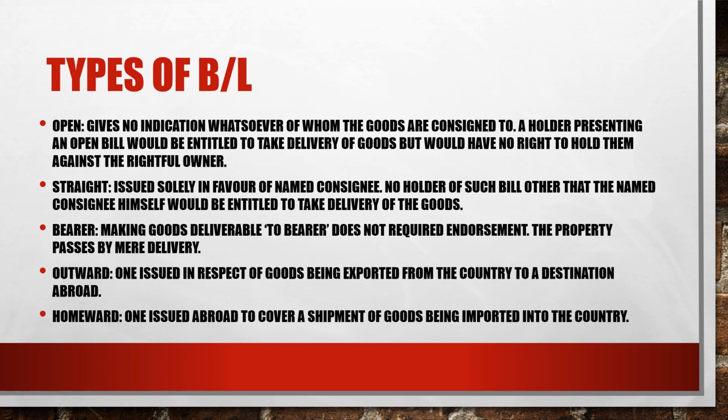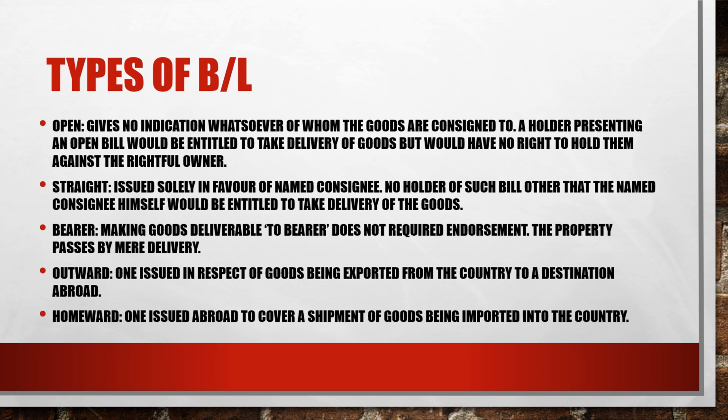to another. Then we have an open bill of lading, which gives no indication whatsoever of whom the goods are consigned to. A holder presenting an open bill of lading would be entitled to take delivery of goods but would have no right to hold them against the rightful owner. A straight bill of lading is issued solely in favor of a named consignee. No holder of such a bill other than the named consignee himself would be entitled to take delivery of the goods. We have the bearer bill of lading, which makes goods deliverable to the bearer and does not require any kind of endorsement. The property passes by mere delivery.